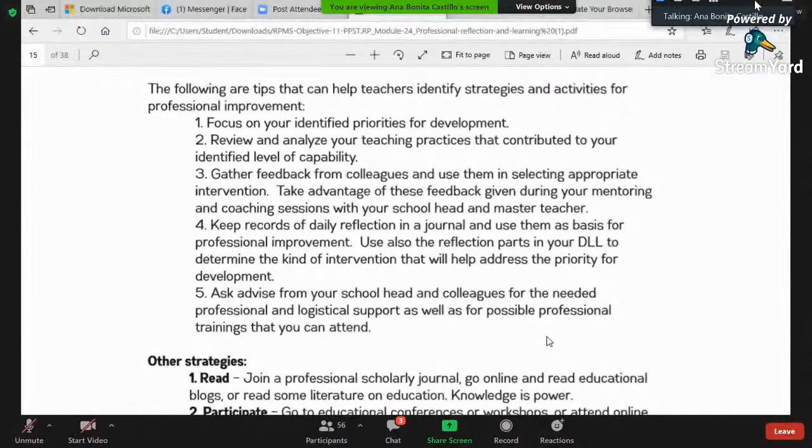Take advantage of this feedback given during your monitoring and coaching sessions with your school head and master teachers.